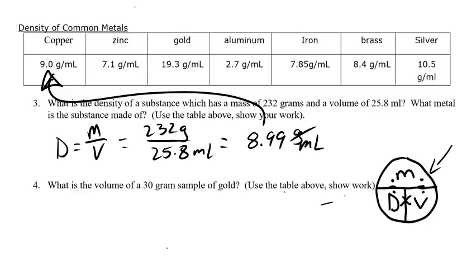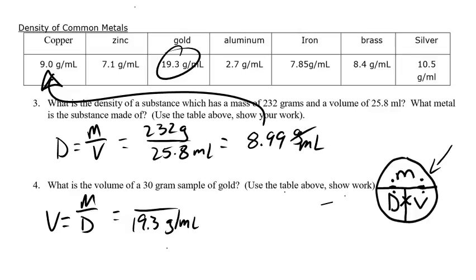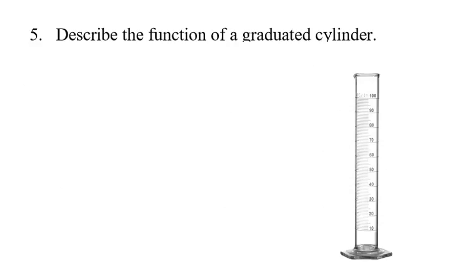Question 4 is measuring volume. Volume will be equal to mass divided by density. Our density for gold is given. That's 19.3. And the mass is given as 30 grams. That ends up being about 1.55 milliliters. Question 5. A graduated cylinder will measure liquid volume. It will measure liquid volume rather accurately compared to something like a beaker.